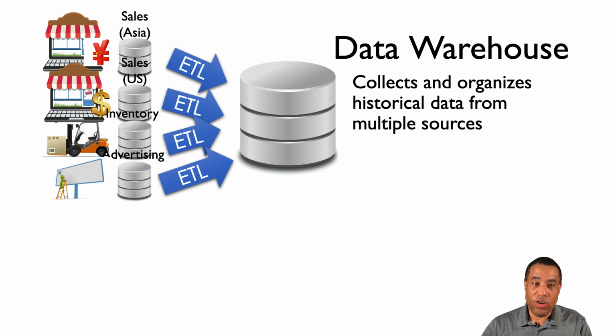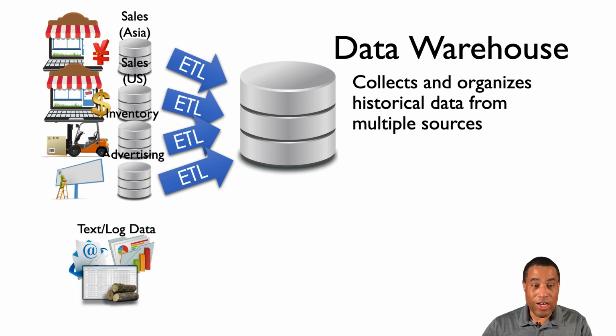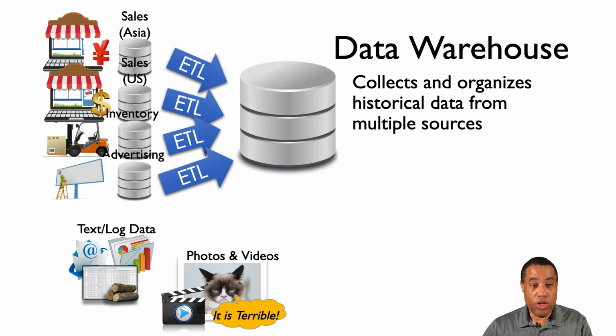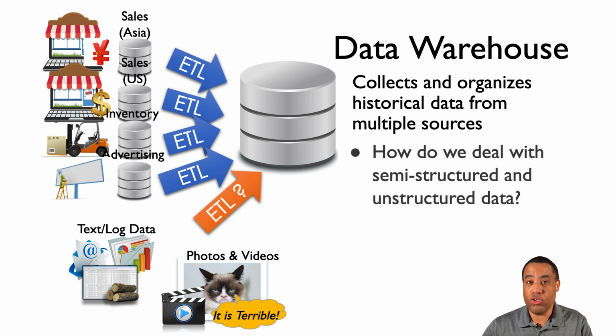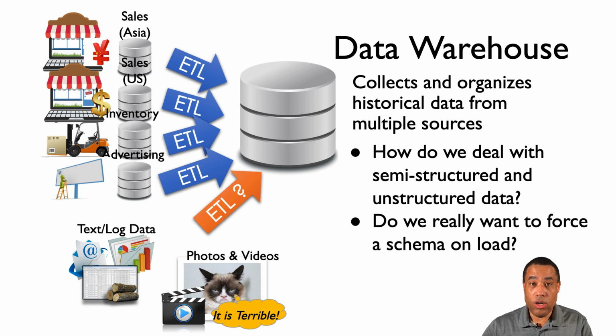Now, the challenge here is that in modern times, we actually have many other types of data sources we want to work with, like text and log data from machines and applications. We also have multimedia data and maybe user-generated content. What does ETL look like for this kind of data? What's the schema that we would want to apply to this multimedia or semi-structured, unstructured data? And do we really, when we're loading it into our data warehouse, want to enforce a particular schema?